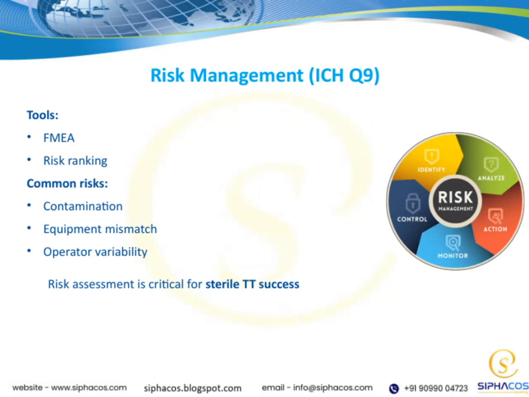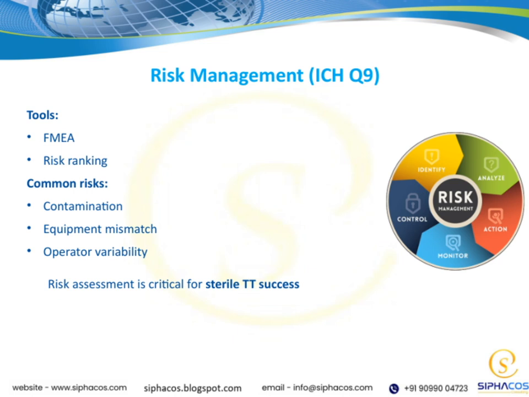Let's talk about risk management, specifically based on ICH-Q9 guidelines. When it comes to managing risks in sterile transfer technologies, we rely on several tools to help us identify and prioritize potential issues. One of the key tools is FMEA, or Failure Mode and Effects Analysis, which allows us to systematically evaluate possible failure points and their impact. Alongside that, risk ranking helps us prioritize those risks so we can focus our efforts where they matter most.